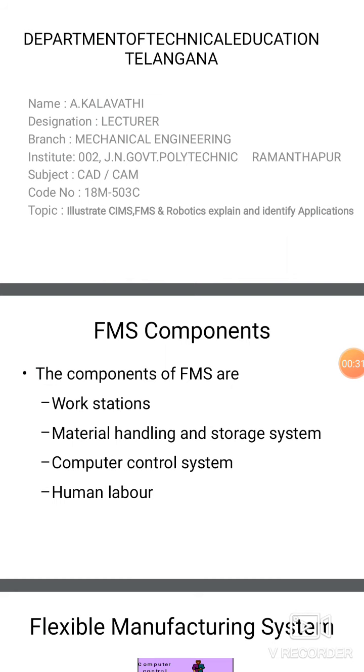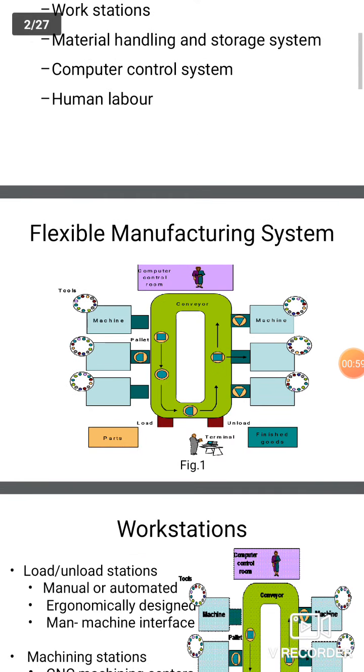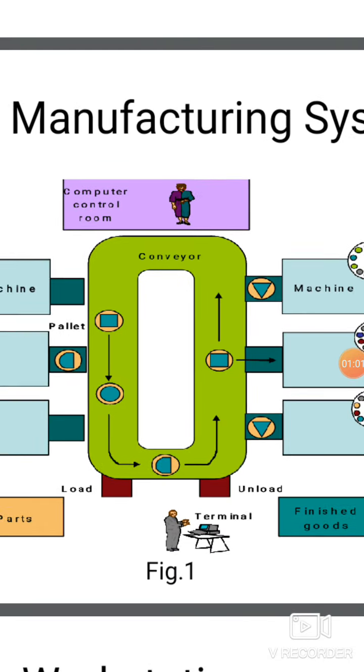Okay. First one is FMS components. FMS means flexible manufacturing system. So what are the components of FMS? We'll study. The components of FMS are workstation, material handling and storage, computer control system, and human labor. All these are components of FMS.